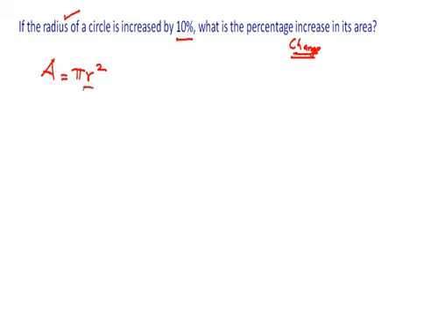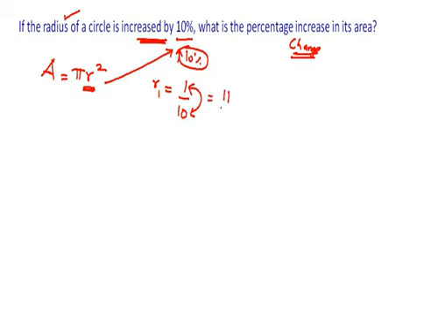Now what is happening to this radius? The radius is increased by 10%, right? So let's assume that the new radius is r1, and what is the equivalent fraction for 10%? 1 by 10. And what is the equivalent fraction for increase by 10%? If we add the numerator and denominator of 1 by 10, we'll get 11. So the new radius can be assumed as 11 by 10 r, right?